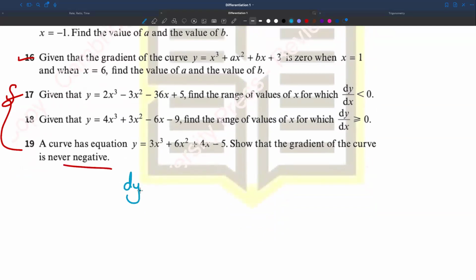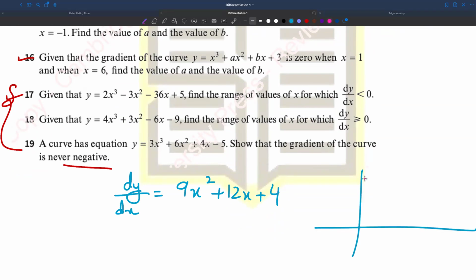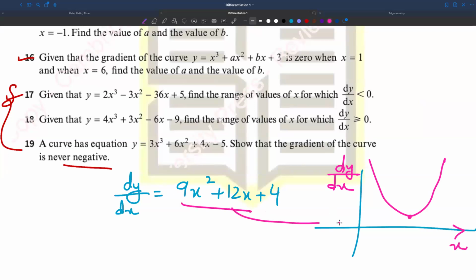it means first you'll find dy by dx. So that equation of dy dx becomes 9x square plus 12x plus 4. How will you show it? If you make the graph of dy by dx, it will be above the x-axis. So it means you'll have to find the turning point of this. This is how you will show it is never negative, because this is now dy by dx on the y-axis and this is x. So if you find the turning point of this and show that it is above the x-axis, it will mean the gradient is never negative. But that is for later.